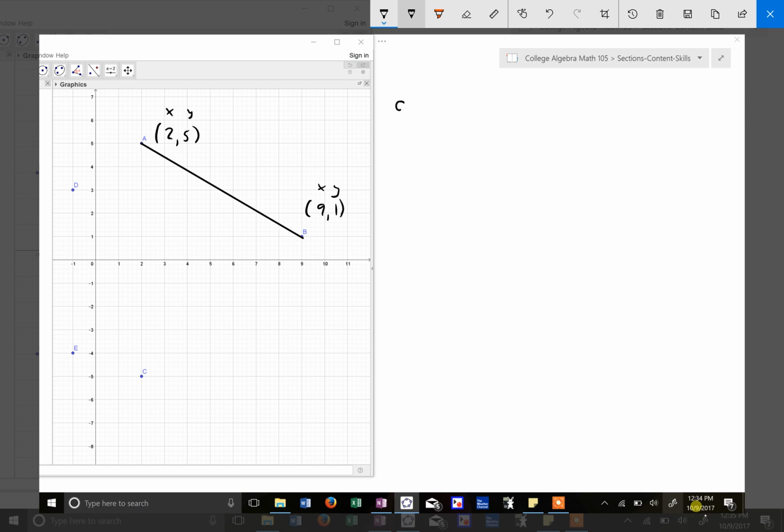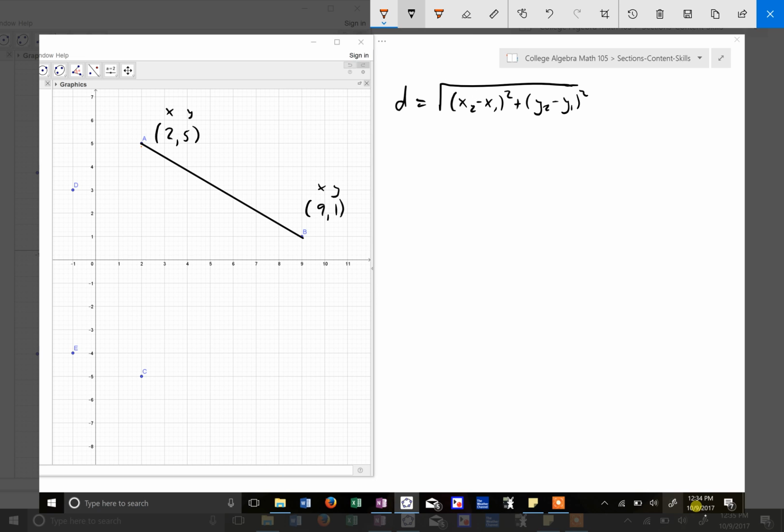So the distance formula basically says distance equals the square root of x2 minus x1 quantity squared plus y2 minus y1 quantity squared. And that looks like a pretty awful formula, but it's not actually all that bad. And I'm going to explain why in a minute. But before we actually get into the formula, I want to show you something.